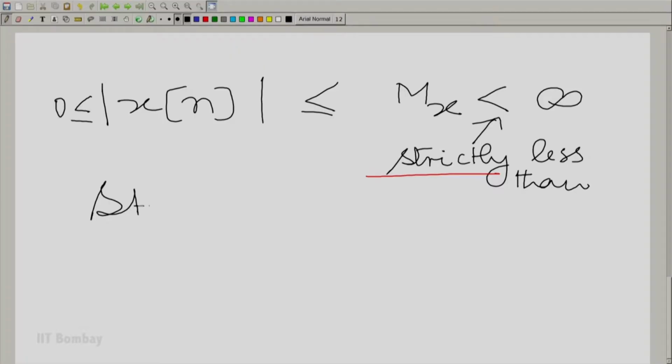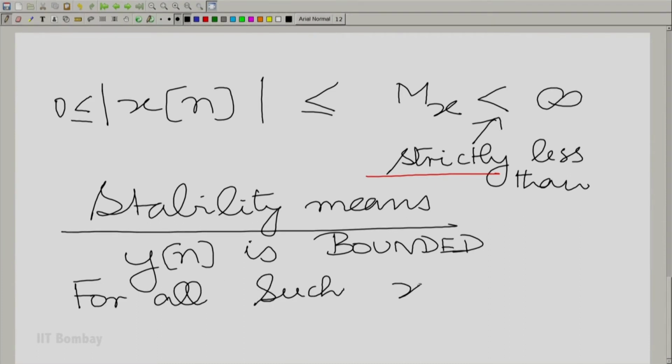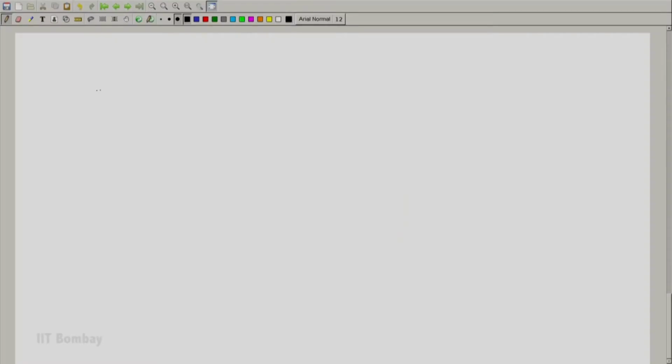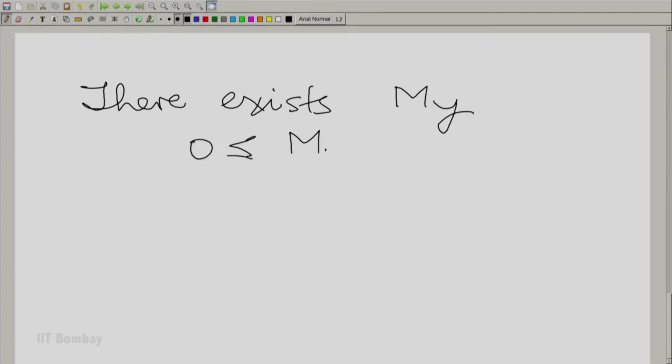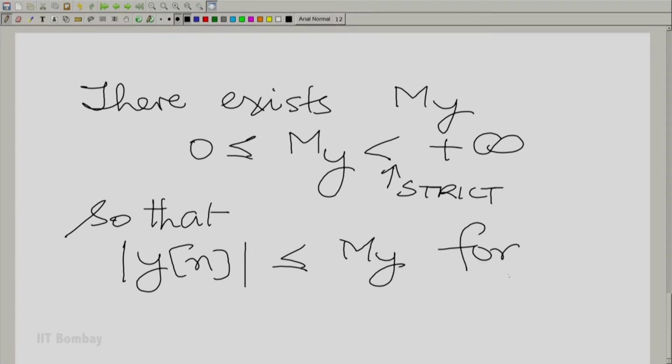So, stability means yn is bounded, and this happens for all such xn. This is important. For every bounded input, you are guaranteed the output is bounded. What do you mean by saying the output is bounded? Let us also say that formally. What that means is that there exists my, which is of course non-negative and strictly less than infinity, so that mod yn is less than or equal to my for all n.